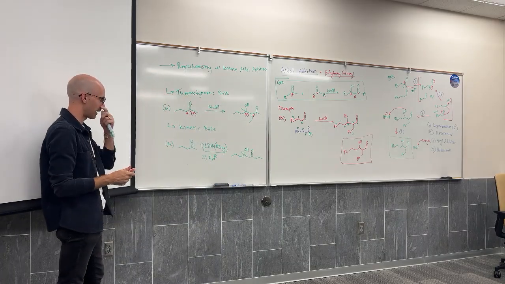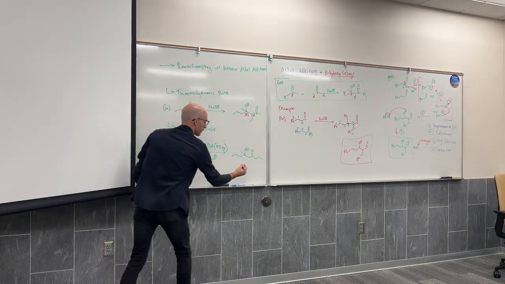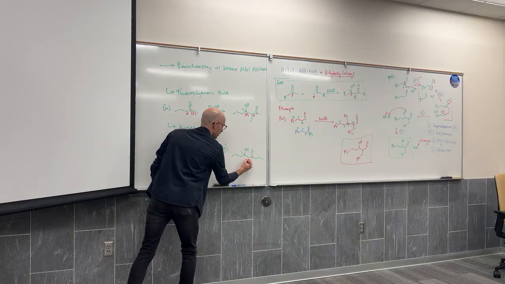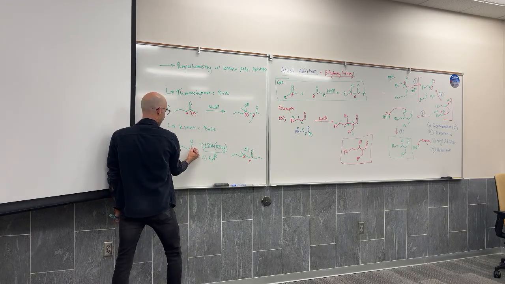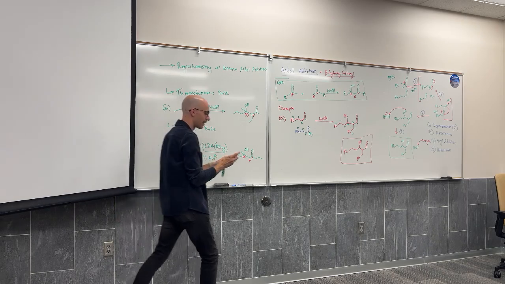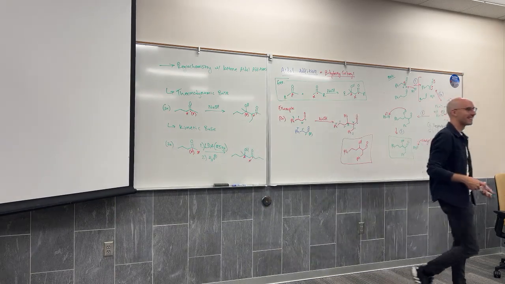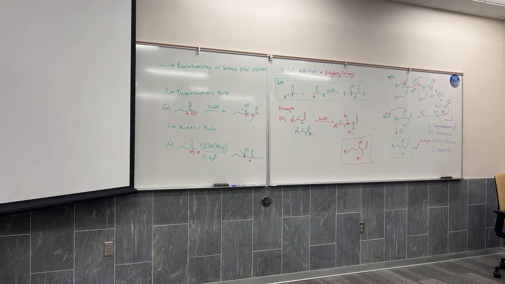And here's that product that I get. The more substituted alpha is the one that attacks here. Excuse me, the less substituted alpha is the one that attacks here. Structural isomers, that's what we get. Regio control between using my kinetic base and my thermodynamic base.